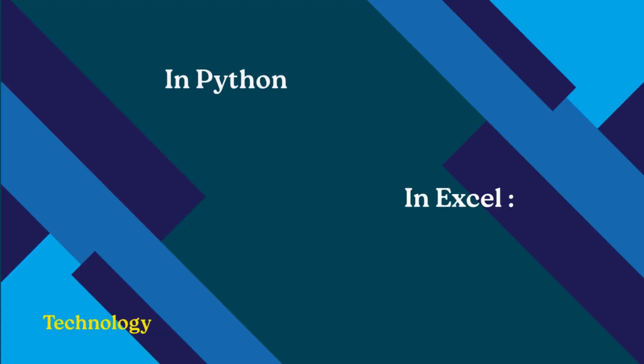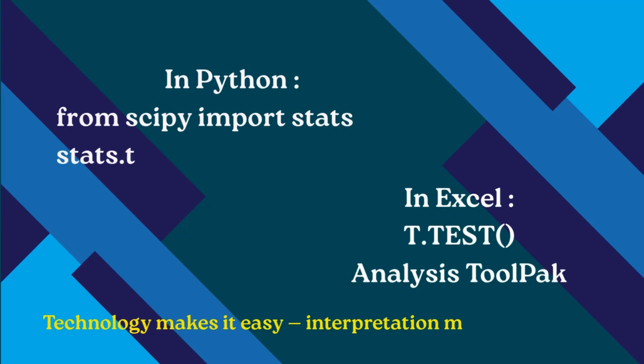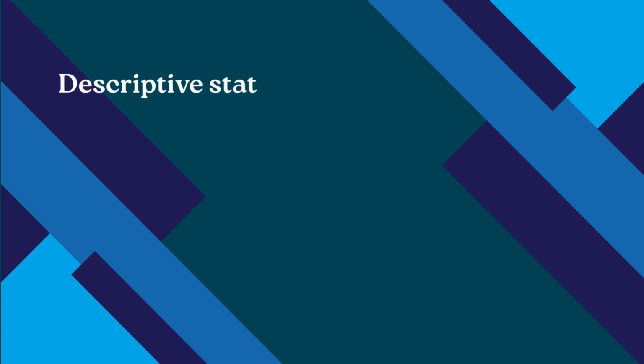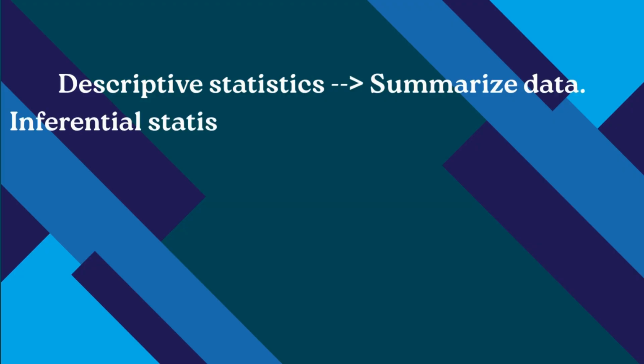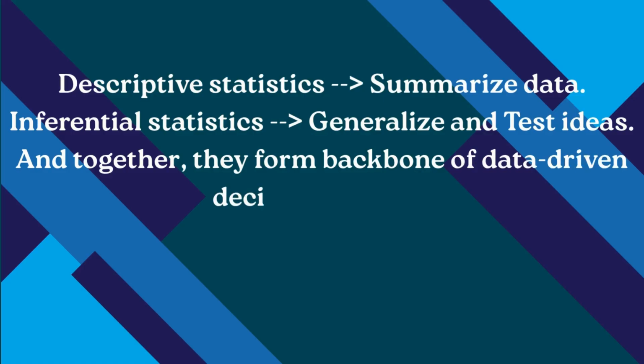In tools like Python or Excel, hypothesis testing is easy to run. But what matters most is not just getting a result, it is interpreting it correctly. Remember, descriptive statistics summarize what your data says. Inferential statistics help you generalize and test ideas. And together they form the backbone of data-driven decision making. With that foundation in place, let's decode key statistical tools analysts rely on to turn theory into actionable insights.